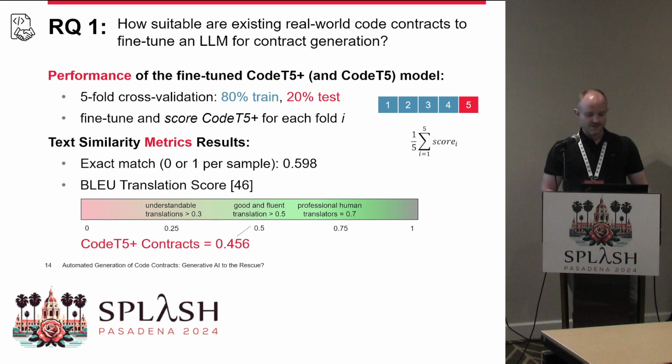So, however, these metrics are only of limited value to us. So, to really understand the quality of the generated code contracts, we want to have a closer look into their quality. As we know, like typically in programming, there is not only one solution to code something.